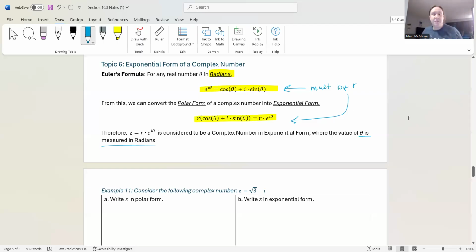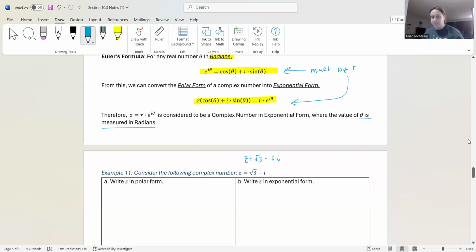It says, for example 11, consider the following complex number. We have that z equals the square root of 3 minus i. If you need to, think of it as z equals the square root of 3 minus 1 times i, just in case. Remember, we don't write those coefficients of 1, but there is a 1 there. Now, it says write z in polar form.